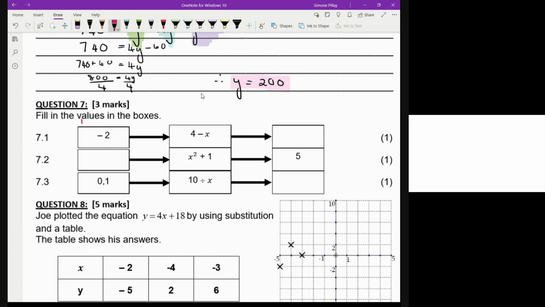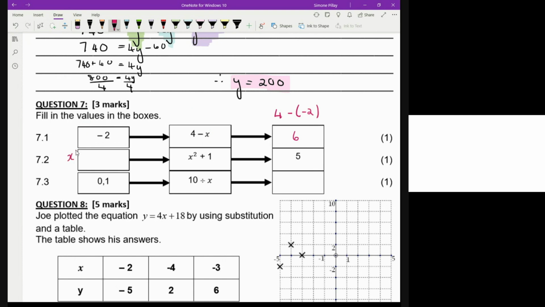So over here, what I'm basically doing is giving the answer. So this is 4 minus. And if I substitute -2 in for x, what is my answer going to be? What is 4 minus -2? It is 6.